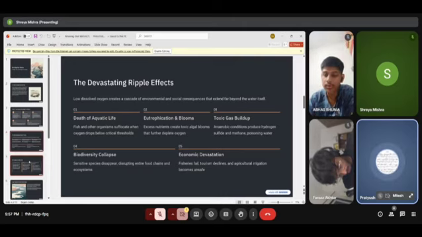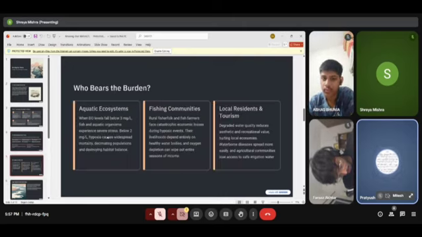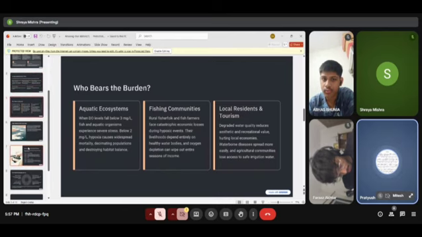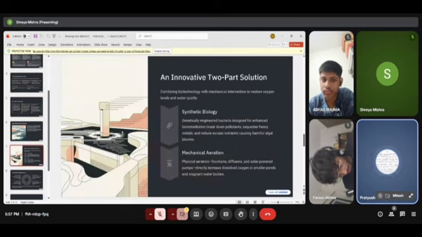So now I'm talking about some important methods to increase dissolved oxygen in water. The first is nanobubble technology. This modern method releases ultra tiny bubbles that stay longer in water and slowly release oxygen, improving water quality and supporting aquatic life.